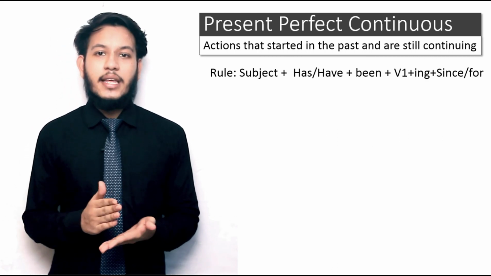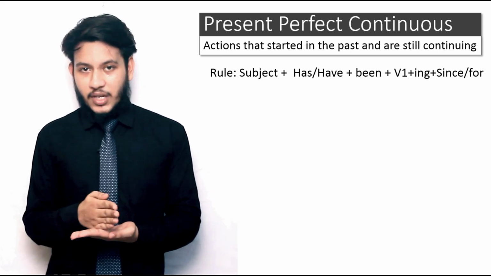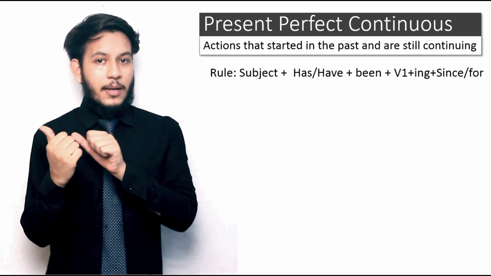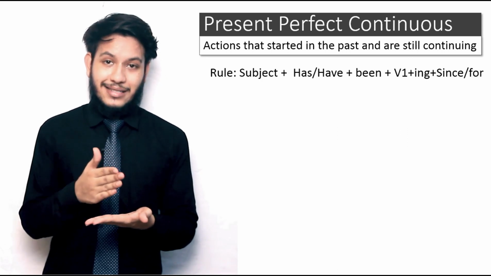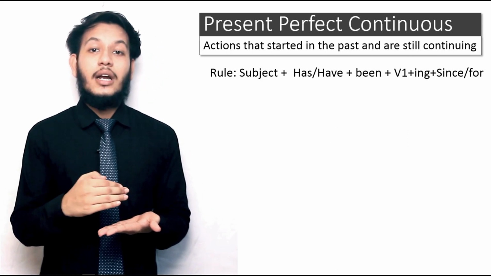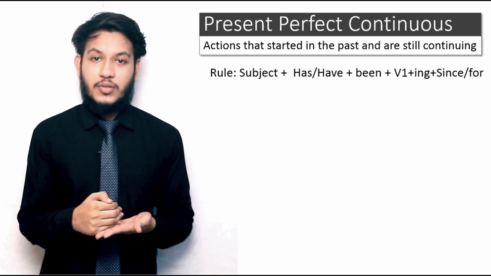मान लीजिए किसी ने 3 महीने पहले कहीं पर एडमिशन लिया और तब से लेकर अब तक यानी प्रेजेंट मोमेंट तक वो क्लासेस ले रही है. यानी 3 महीने पहले यानी पास्ट में उसने एक्शन स्टार्ट किया, क्या एक्शन क्लासेस लेने का, और अब यानी प्रेजेंट मोमेंट तक उसने वही एक्शन कंटिन्यू किया. ऐसे सेंटेंसेस के लिए हम यूज करेंगे प्रेजेंट परफेक्ट कंटिन्यूअस टेंस.